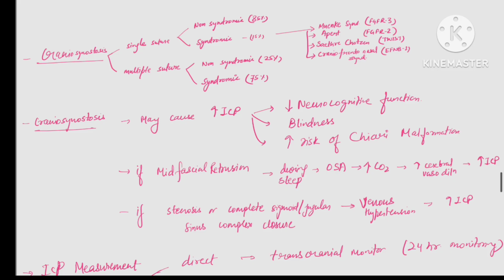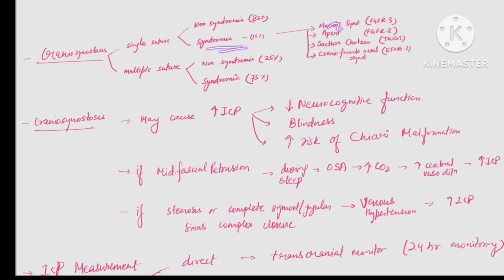Now, coming to classification of craniosynostosis. Craniosynostosis can be single suture or multiple sutures. Single suture is further divided into non-syndromic, which accounts for 85%, and syndromic, which accounts for 15%. In multiple suture craniosynostosis, syndromic is more common, accounting for 75%, and non-syndromic accounting for 25%. A few very important single suture syndromic craniosynostosis are Muenke syndrome, Apert syndrome, Saethre-Chotzen syndrome, and craniofrontonasal syndrome.